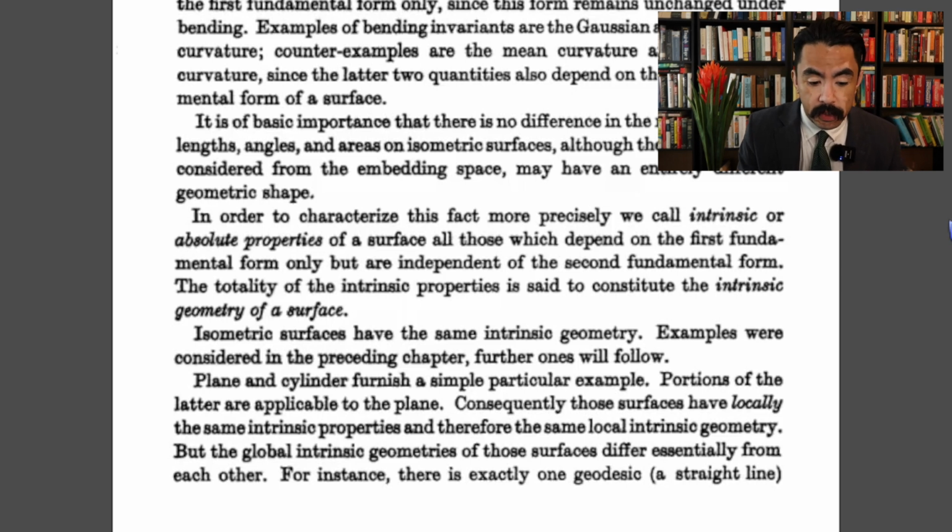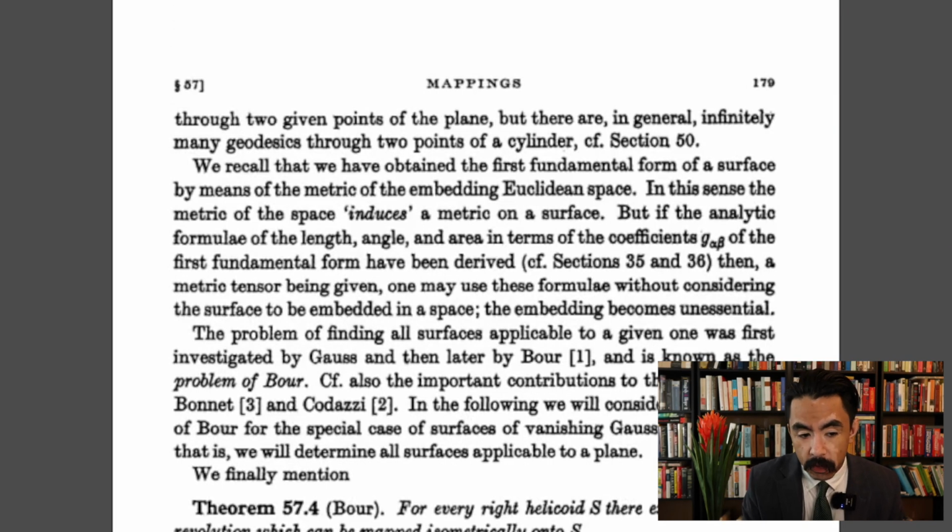For instance, there's exactly one geodesic, a straight line, through two given points of the plane, but there are in general infinitely many geodesics through 2 points of a cylinder, for which refer to section 50. We recall that we have obtained the first fundamental form of a surface by means of the metric of the embedding Euclidean space. In this sense, the metric of the space induces a metric on a surface.